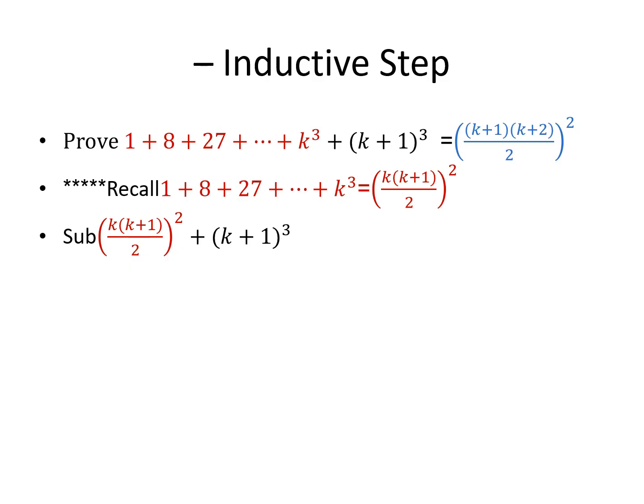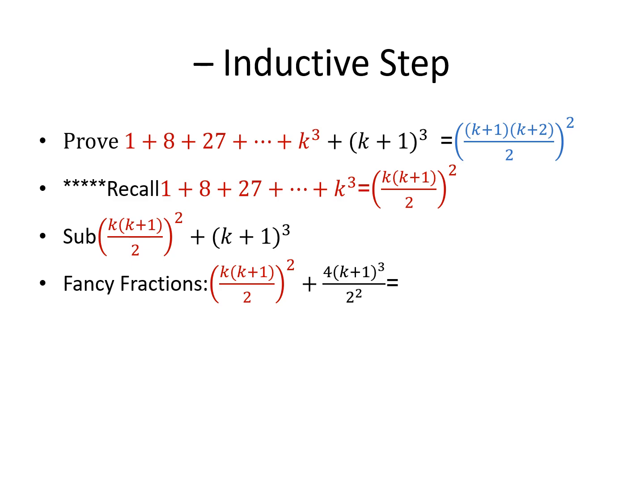And when I do the substitution, I need to find a common denominator. So I'm going to call that 4, or 2 squared. I'm going to write it both ways, like that. And then instead of having a k plus 1 as my common factor, this time I actually have a k plus 1 squared as my common factor. So let's factor out k plus 1 quantity squared.